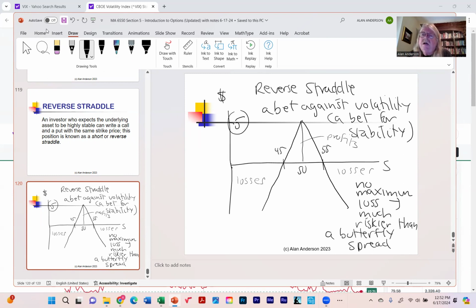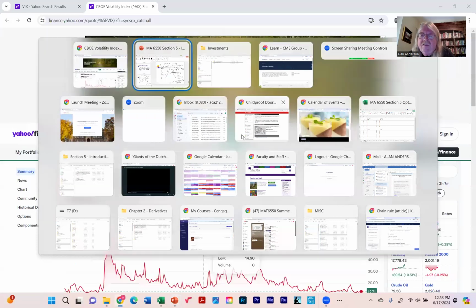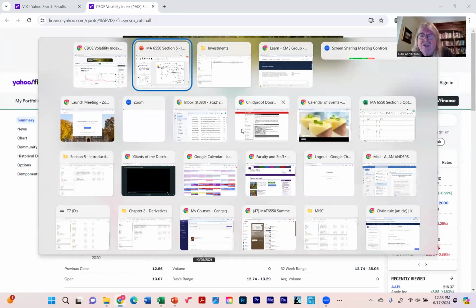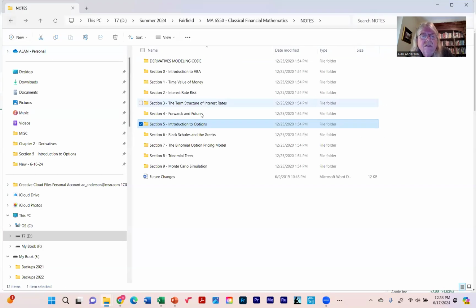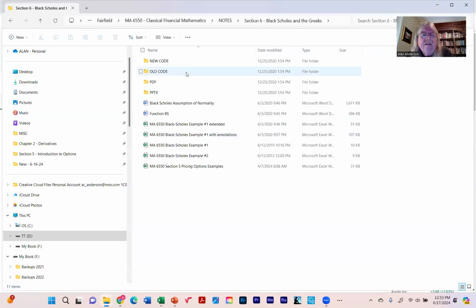Yeah, the possibilities are insane, what kinds of things can be done here. But really our focus now, and really for the next few sessions, is all about pricing. So let's go get the section 6 notes. There we go. And at least take a look and see what's coming next.